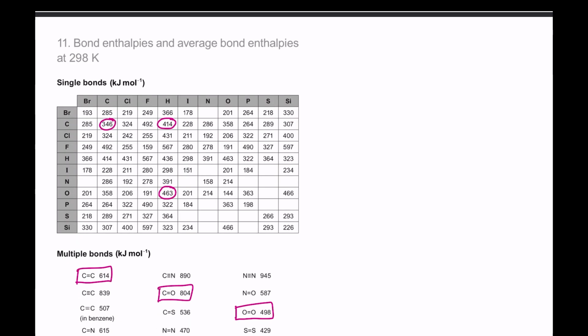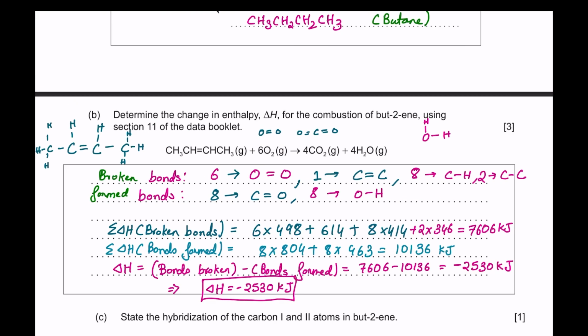It gives you the bond enthalpies. So which ones do we need? Okay, so which bonds are broken? I know that for 6 O2, all of the O2 bonds will be broken, because there is no O2 on the product side. So 6 O=O bonds will be broken. This double bond will be broken, right? So 1 C=C bond will be broken.